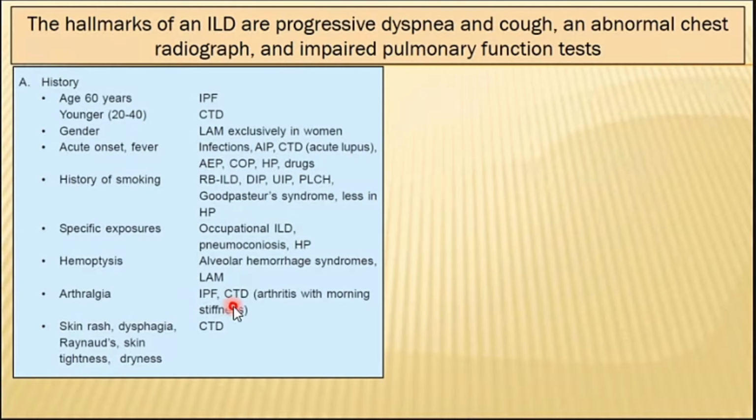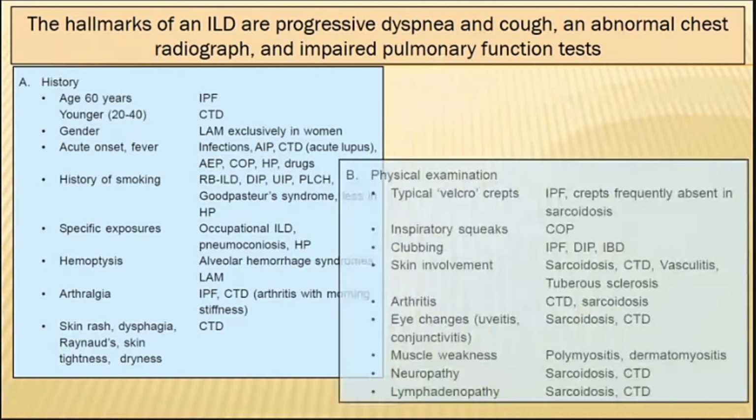Arthralgia, then you think of CTD-associated ILD, especially rheumatoid arthritis, etc. Skin rash, then you think of CTDs. Examination, remember typical velcro crepitations; inspiratory squeaks can be seen in COP. If there's clubbing, usually it's IPF, DIP, or IBD. Skin involvement is usually with sarcoidosis, connective tissue disorders, vasculitis, arthritis again.